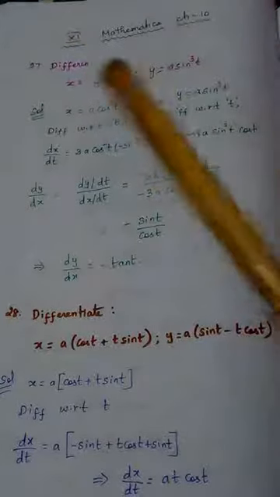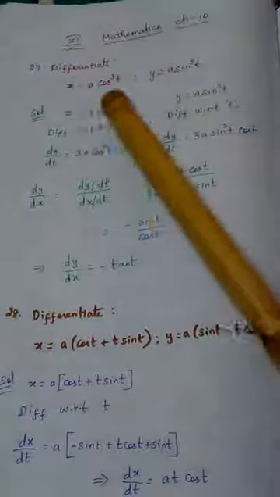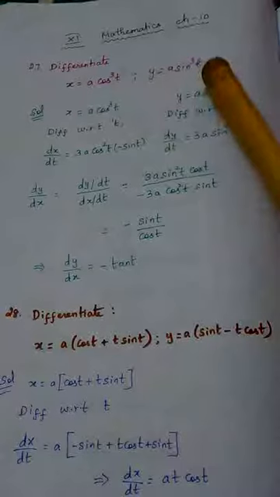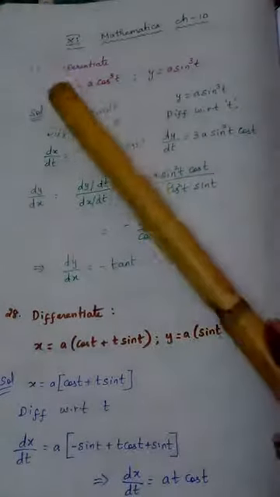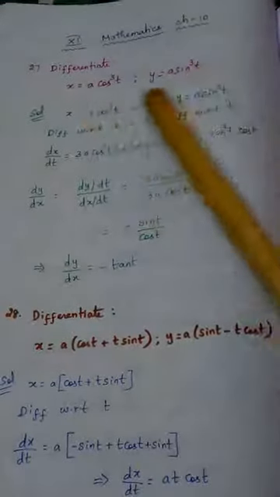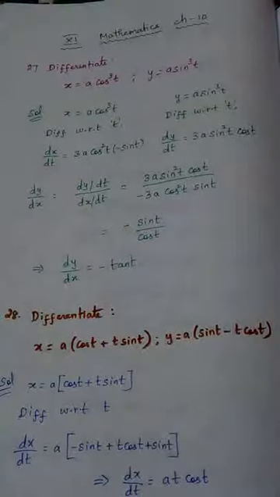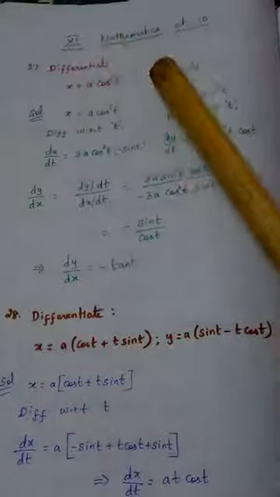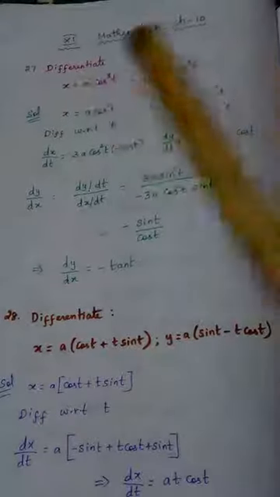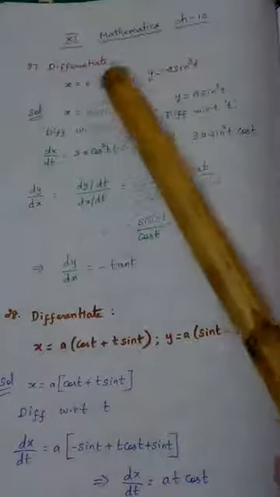So if functions are given like this, if you see this carefully, you can understand x is a function of t and y is also a function of t, but we need to find dy by dx. So for a problem of this kind, that is x and y are functions of another variable t, again I repeat, x and y are functions of another variable, we will use this method.